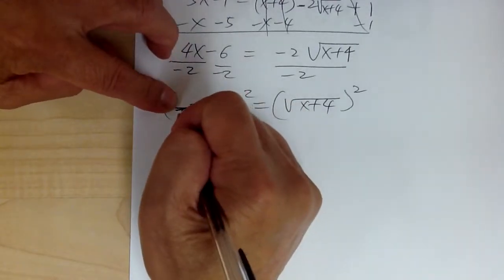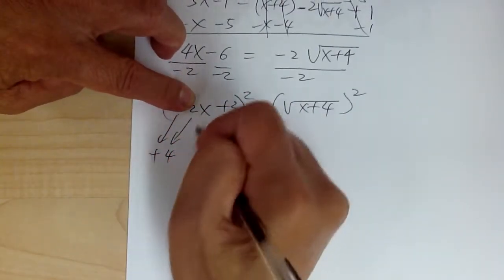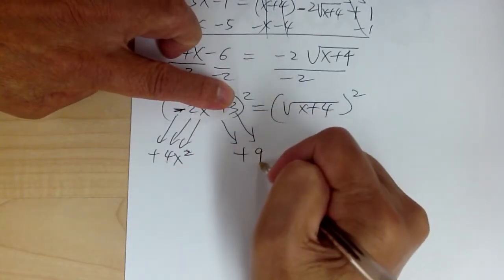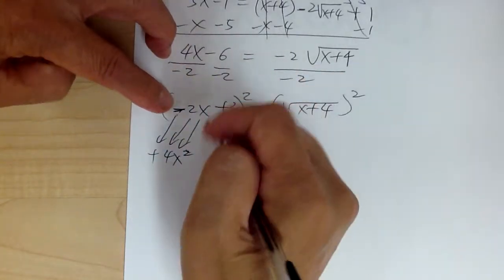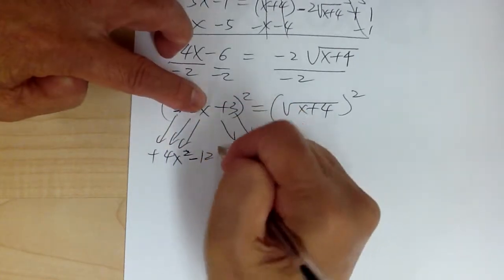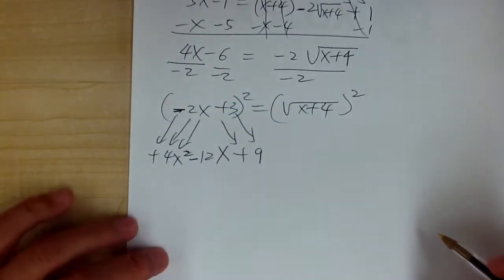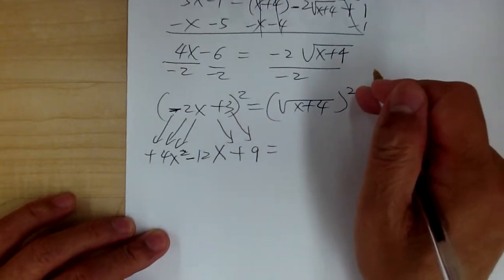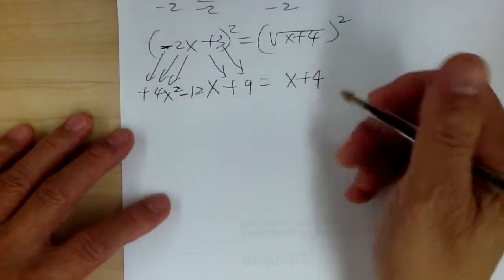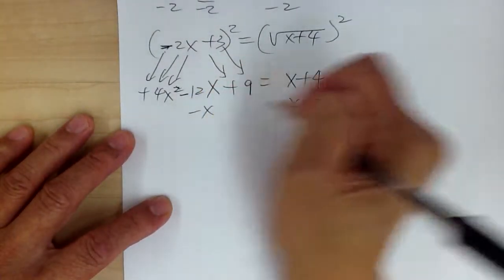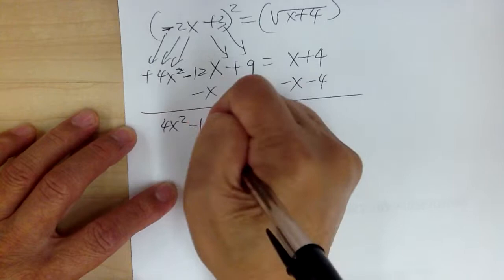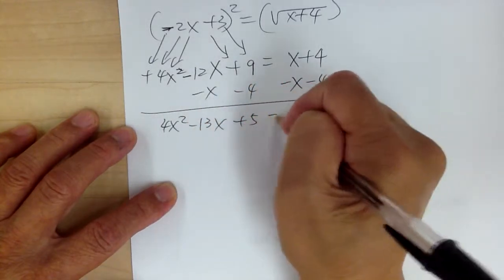Okay, so square, this becomes positive, this becomes 4, this becomes x squared. Square this, I get 9. Now in the middle, multiply all this together, so sign is negative. Number 2 times 3 is 6, times 2 is 12, and you get x over here. And this side, square and square root cancel out, so I get x plus 4. Now I'm going to move everything to this side to make it equal to 0, so minus x, minus 4. So I get 4x squared minus 13x plus 5 equal to 0.